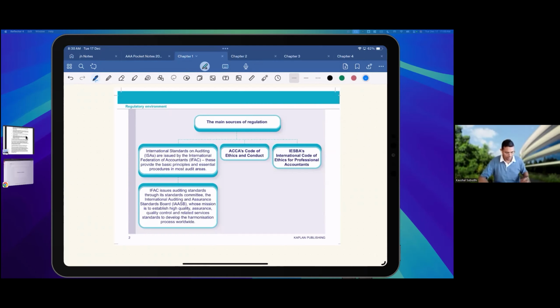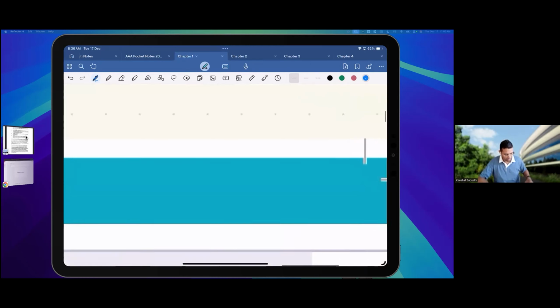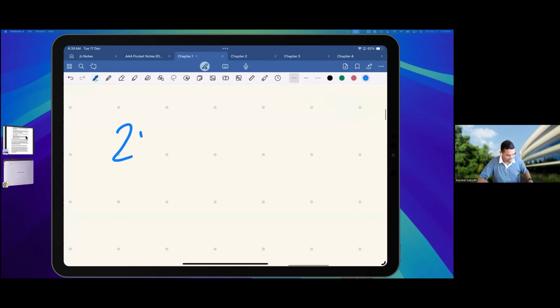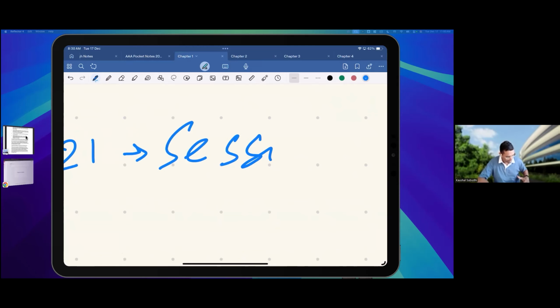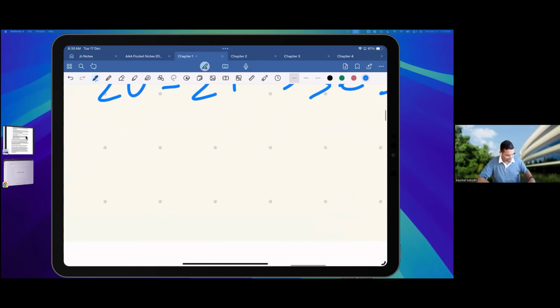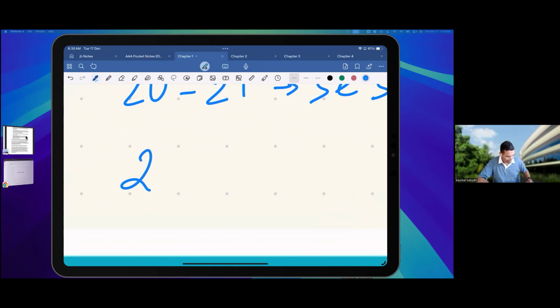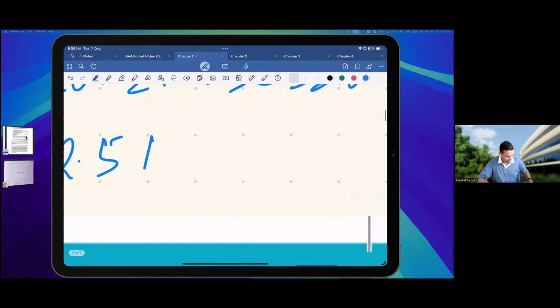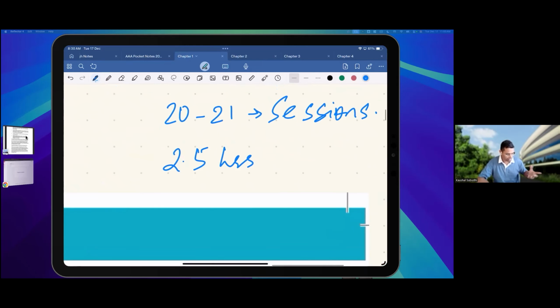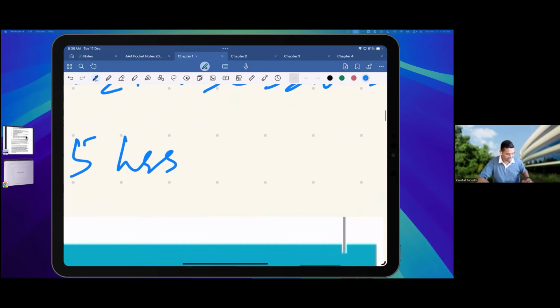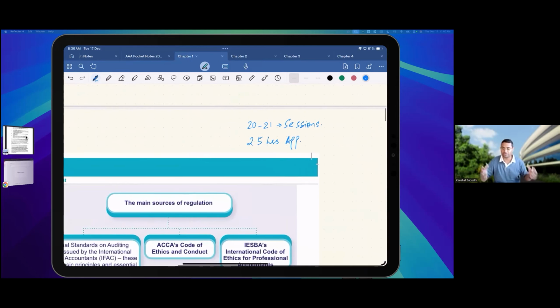right? So that's what we would be taking, a journey of around, like I told you before, 20 to 21 sessions, depending upon how many sessions we are going to take, right? And of course, the session duration would be around 2 to 2.5 hours. You can say approximately 2.5 hours.